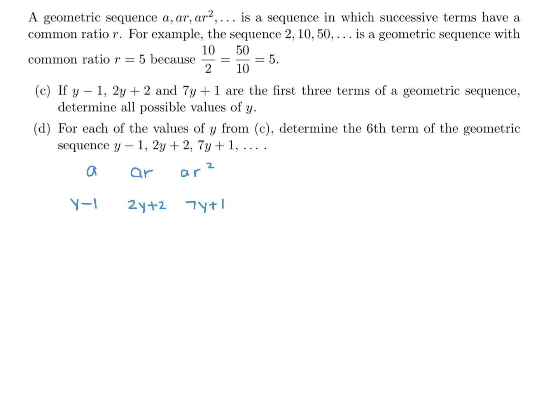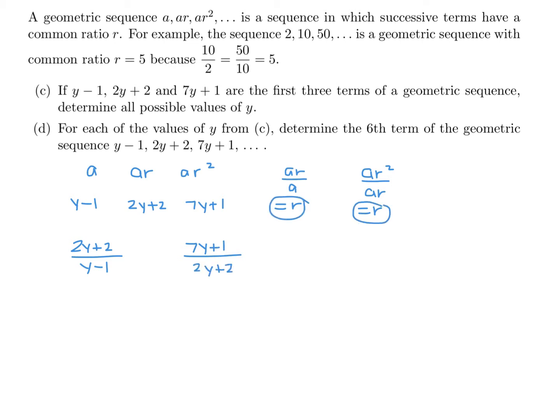Now, if you take the second term and divide it by the first term, you get r. If you take the third term and divide it by the second term, you get r. So that is what we're going to do. In our case, our second term is 2y plus 2 divided by the first term, which is y minus 1. And we're going to do that again, just like here. We take the third term, which is 7y plus 1, and divide it by the second term, 2y plus 2. And both of those are equal to r, so that means these are equal. And there you go. You cross multiply and off you go.